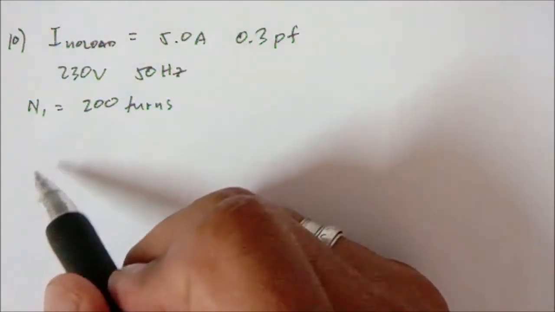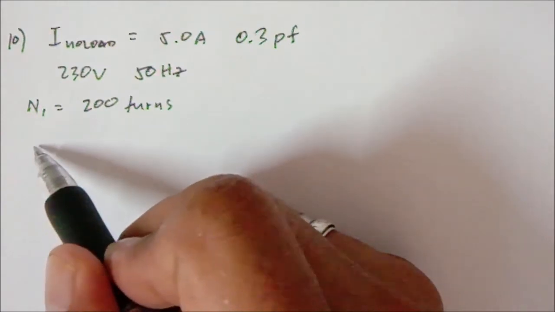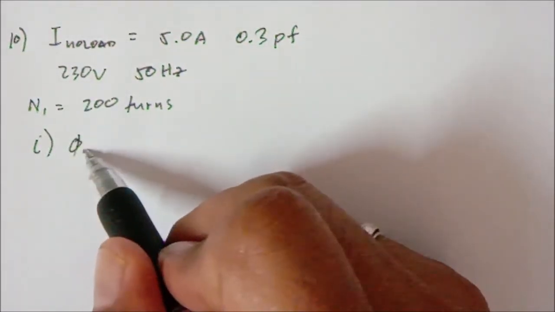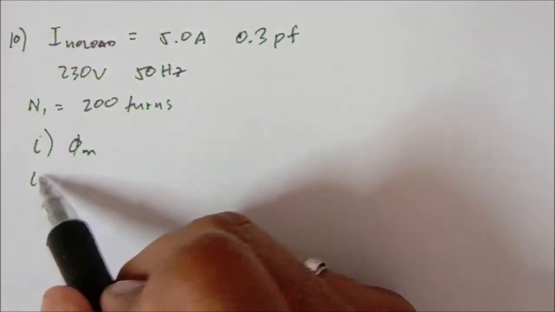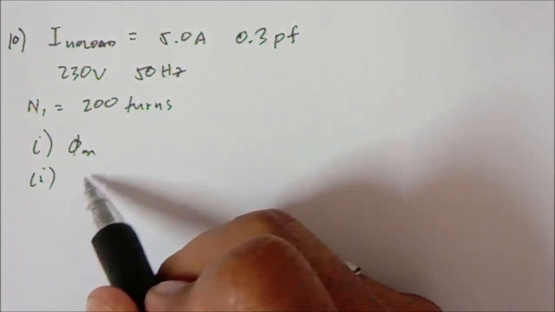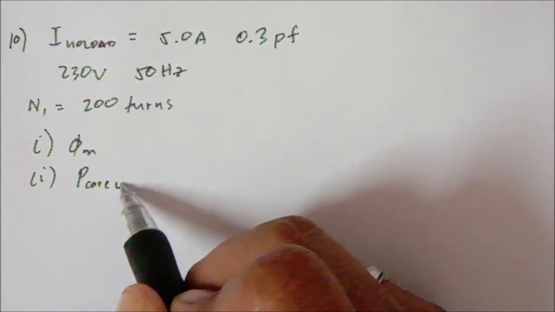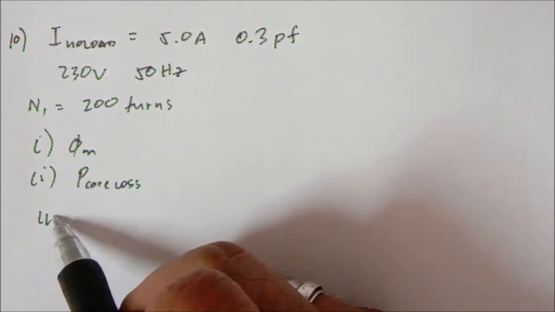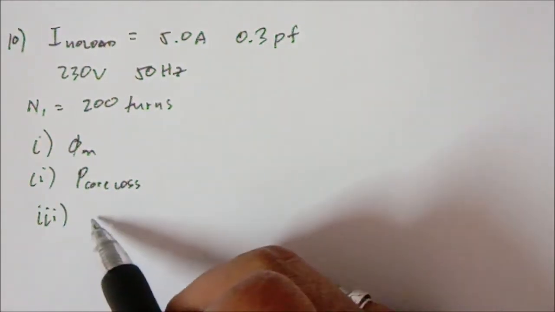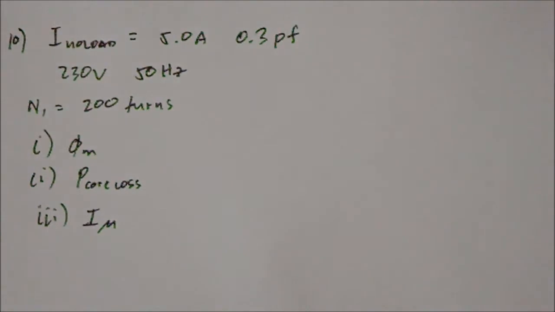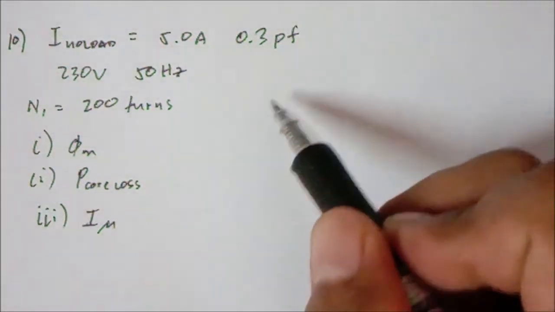Ano-ano po ba yung kailangan nating malaman? Yung number 1 daw ay flux. Number 2 ay core loss, power sa core loss. And number 3 is magnetizing current. Okay. Una muna, alamin natin si flux.